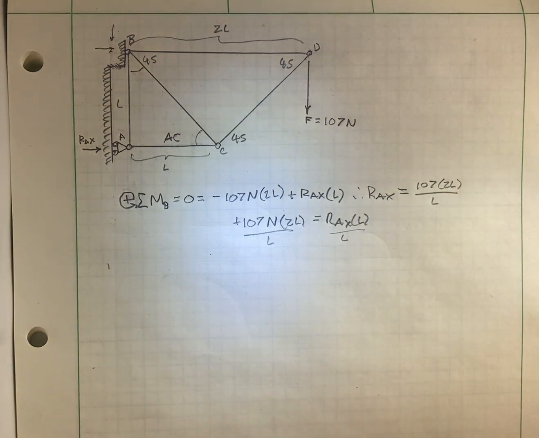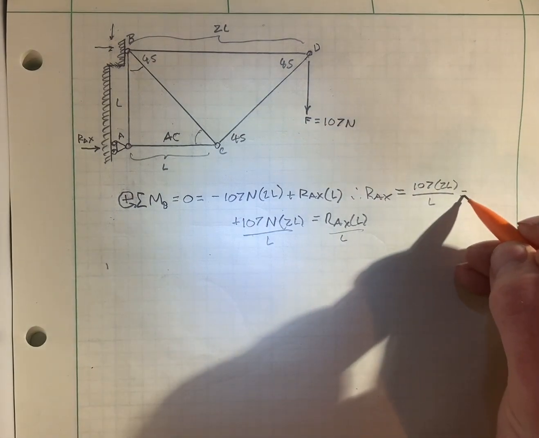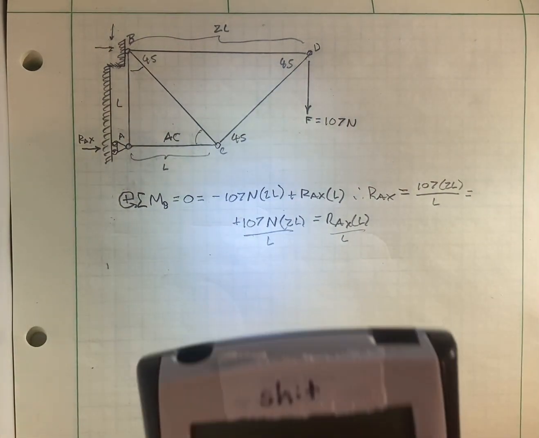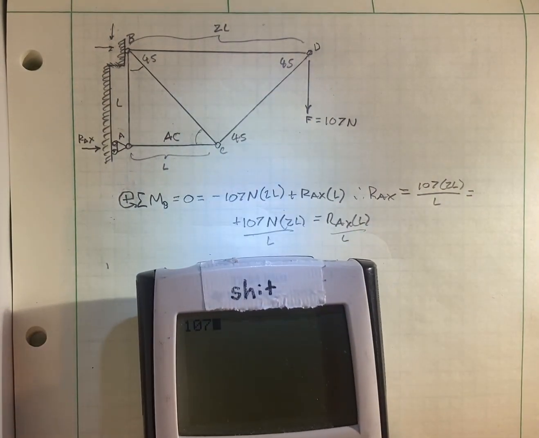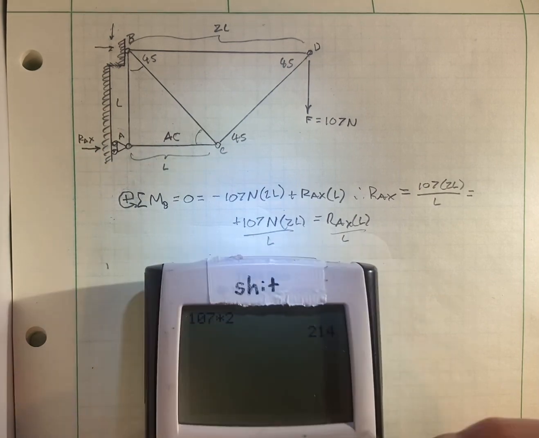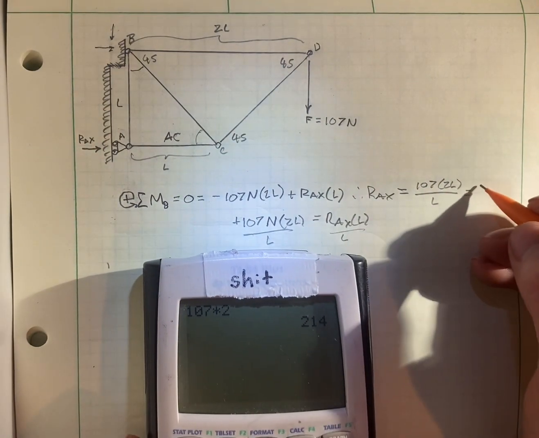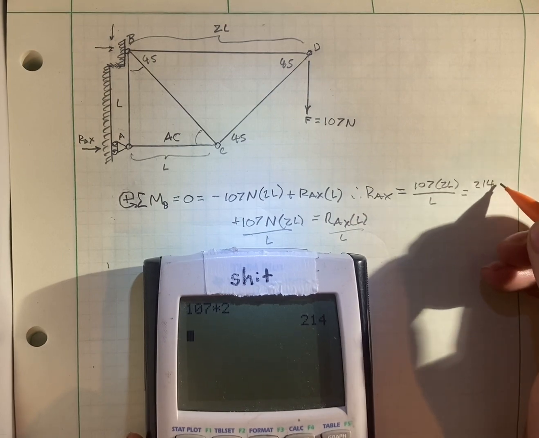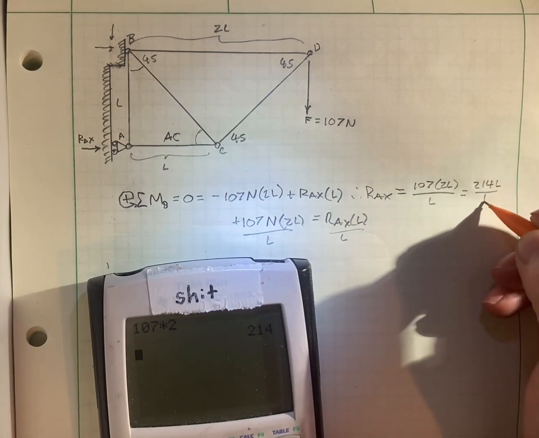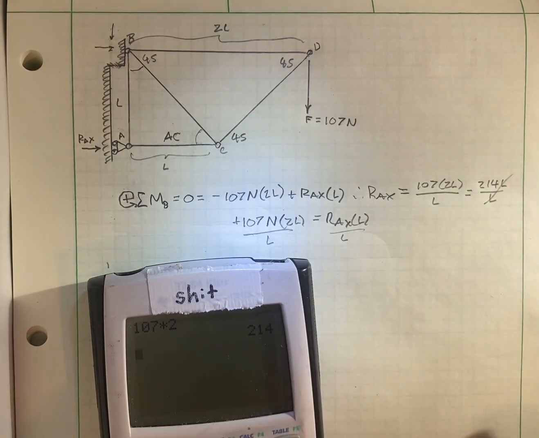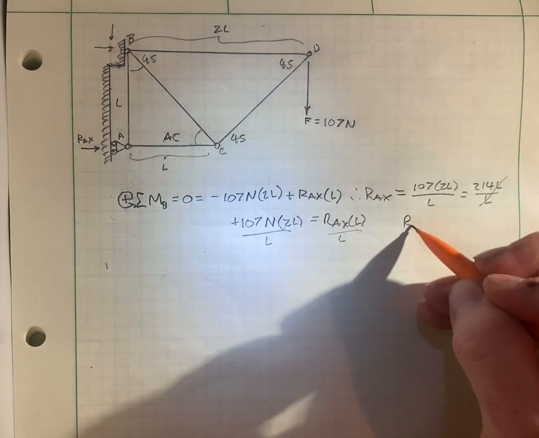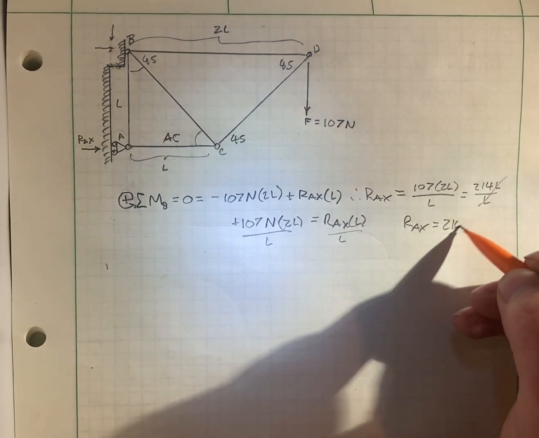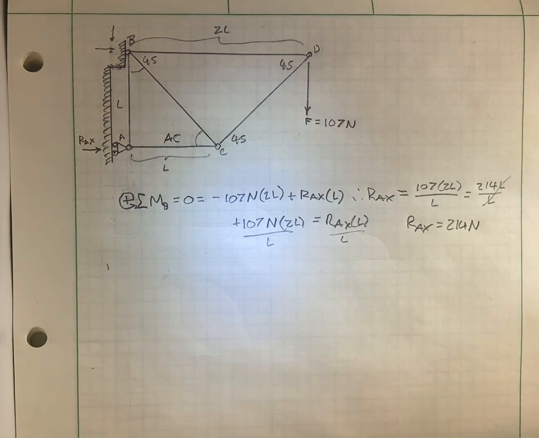Okay, RAX times L, and then divide off the L, and RAX is 107 times 2L over L, which is, what is that, 107 times 2? Get out the calculator, and I should probably be able to figure that out. 214, right? 214 L over L, so those L's cancel, and it's 214. And that's in newtons, so RAX equals 214 newtons.